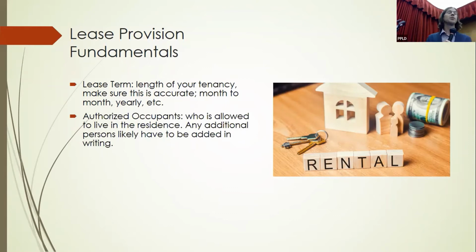Authorized occupants. Who's allowed to live in the residence? This is one where, if someone's not initially listed on the lease, and they're over eighteen, I should specify that they are over 18, because if it's a minor child and a landlord denies that minor child, I don't know what reason it would be, but that could brush up against a fair housing violation.